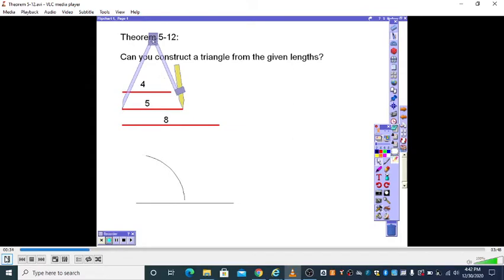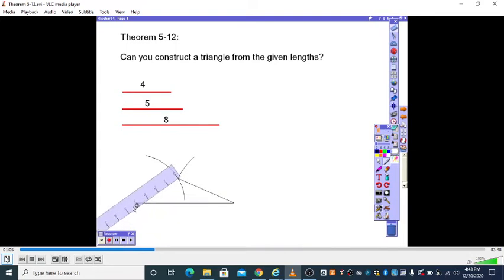I'm going to do the same thing with the 5-unit long segment, placing it at the other endpoint. And any point along this arc is going to be 5 units from that other endpoint. Now, the important thing is where those two arcs intersect, that's where the triangle would be formed. So is it possible to form a triangle with side lengths 4, 5, and 8? The answer is yes. That triangle can be formed.